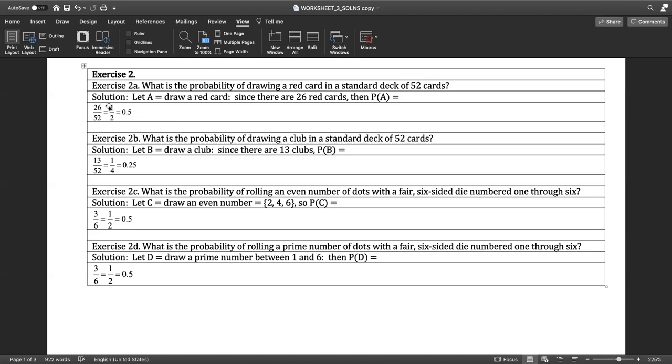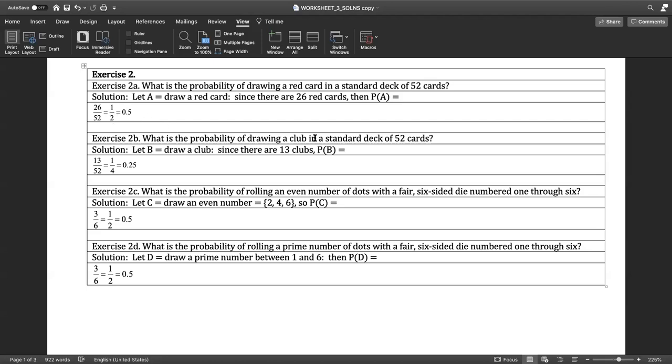Again, you're using your intuition about relative frequency. How many cards in the deck satisfy the event it is red, divided by the total number of cards, and that would be 26 over 52.